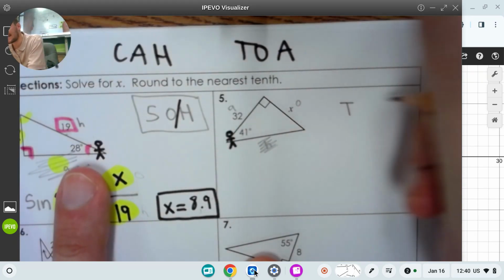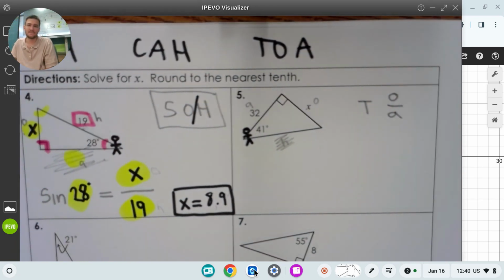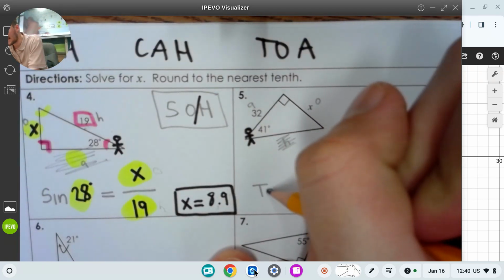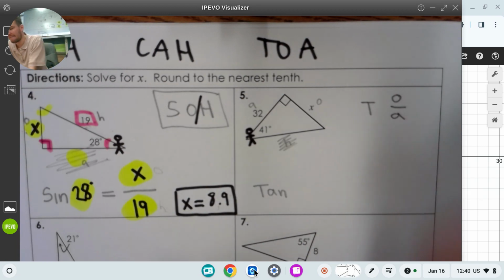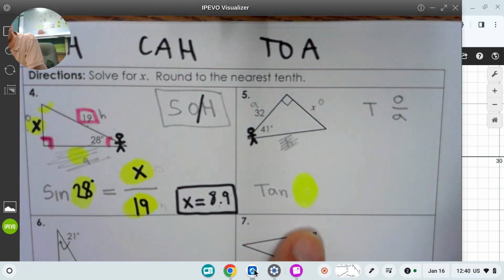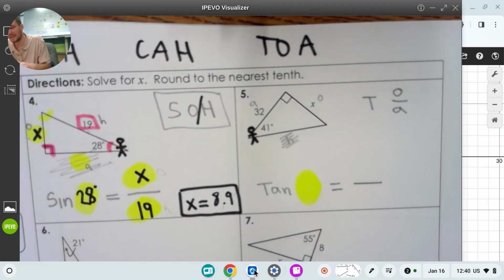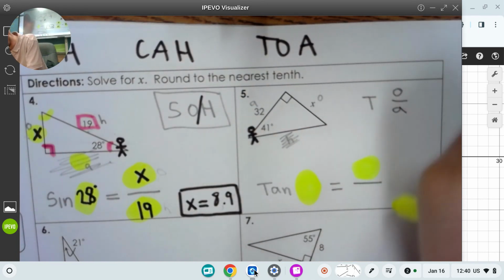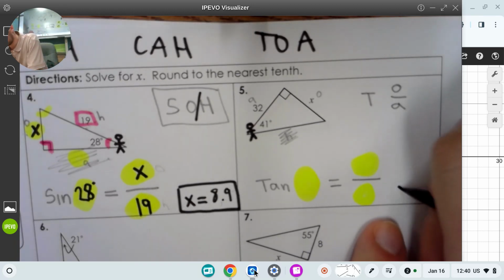So, that is tangent, opposite over adjacent. So when we make our little equation here, we're going to write tan, which is the abbreviation for tangent. Then we're going to have a gap for the degrees, a gap for the angle. We're going to have equals a fraction. And we're going to have a gap on top for the O and a gap on bottom for the A. And when we finish all that, our answer should be x equals.